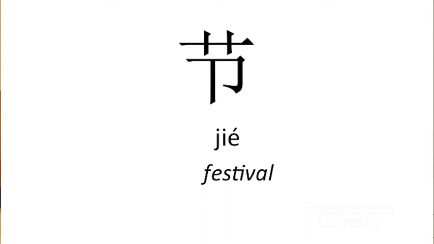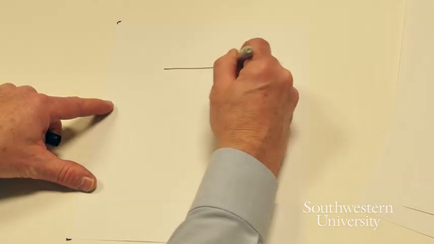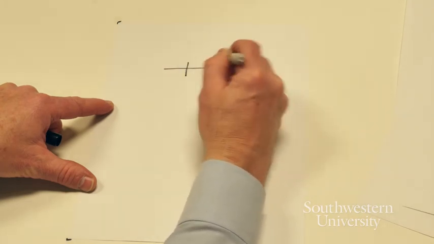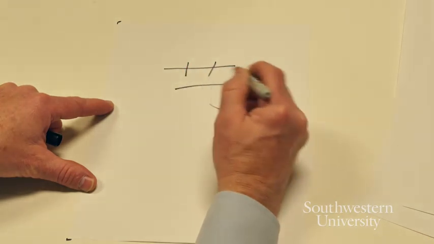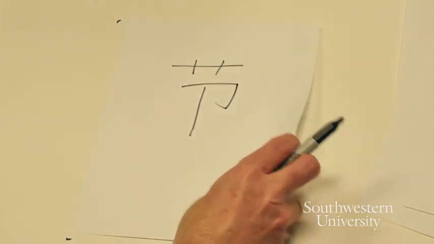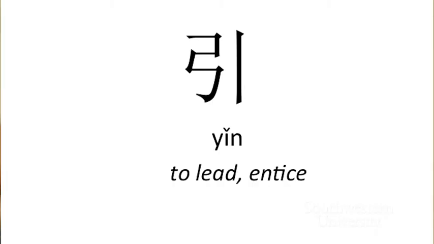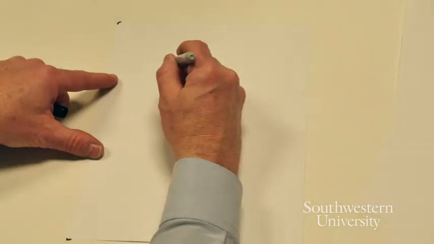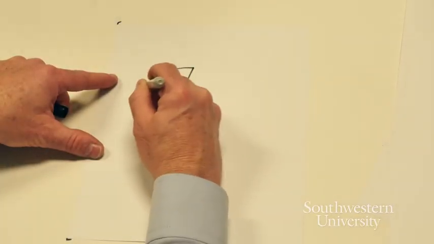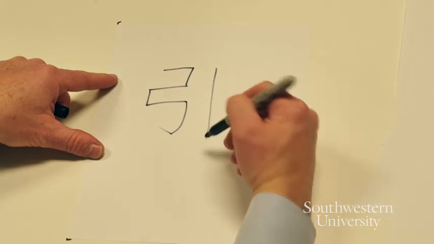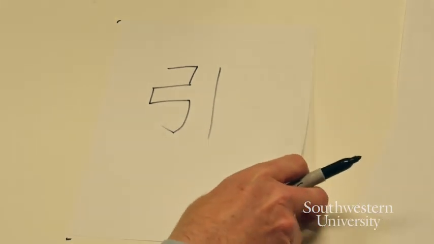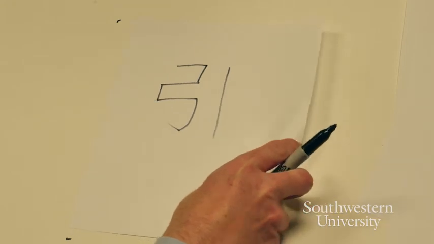Jié is the next character, a festival or a section. You have the grass radical on top, and then the bottom part is just phonetic. Jié. Yǐn, to lead or to guide, is a depiction of a bowstring. So you've got the bow on the left side, and then the long vertical stroke depicting the bowstring. Yǐn, to guide, to be led to do something, also index, that kind of thing.